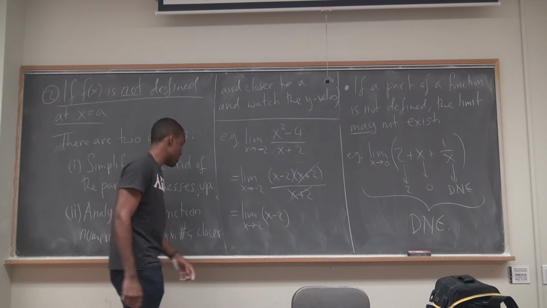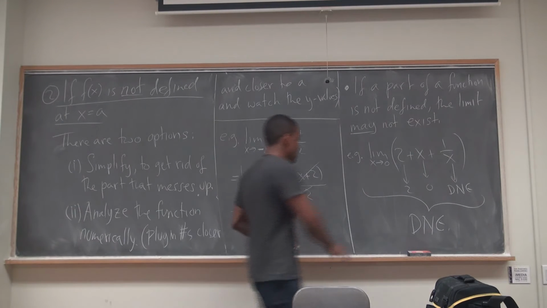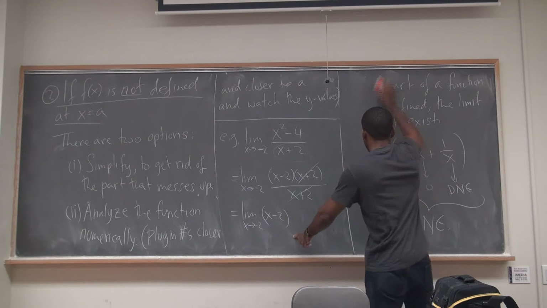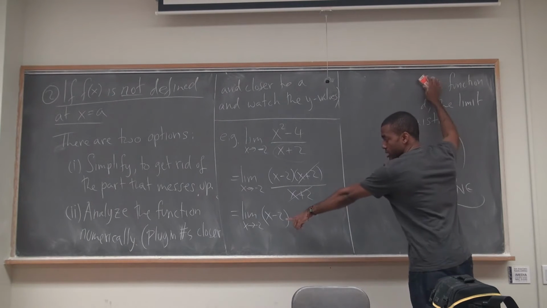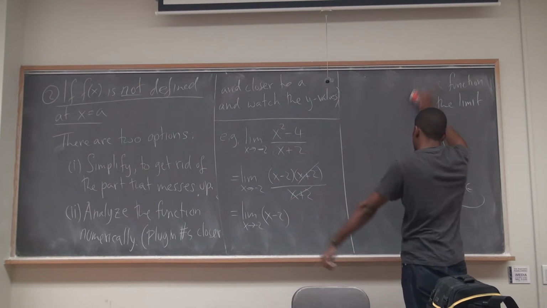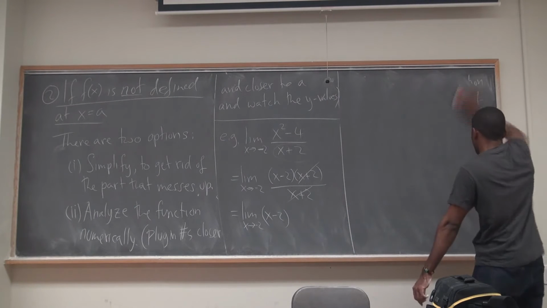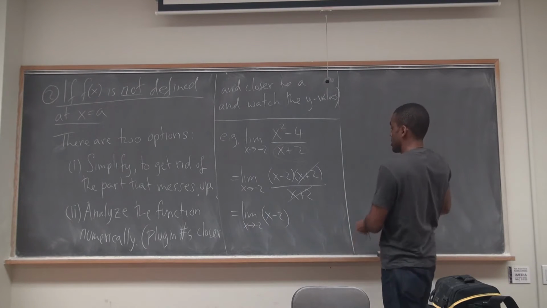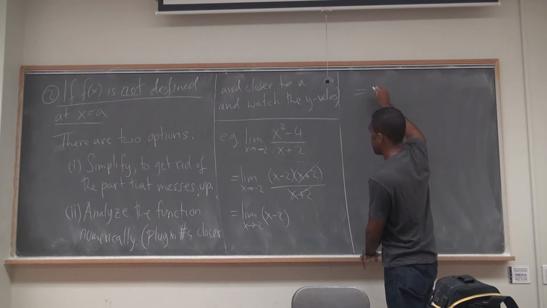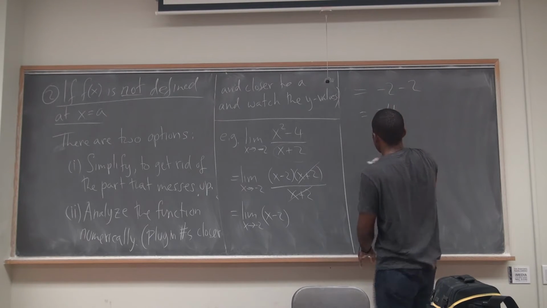Because I'll never actually get there. I just care about being close to there. And so now, at this point, puts me back in the first case where my function is nice. I can just plug in the answer. And so that would be equal to minus 2 minus 2, which equals minus 4.